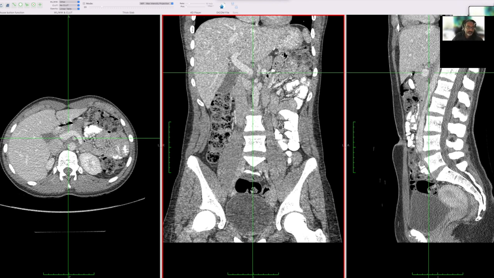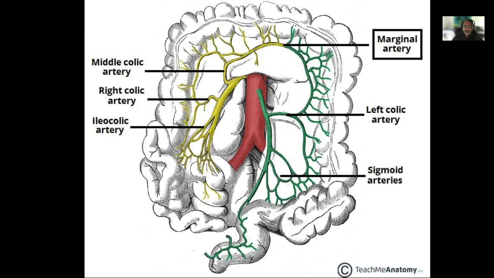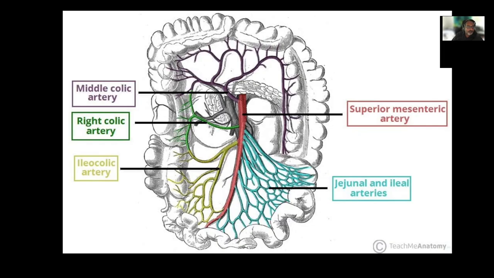Now let's do the superior mesenteric artery. So first, when we see the superior mesenteric artery, now, that is the inferior mesenteric artery. There it is. The superior mesenteric artery supplies almost everything after the stomach, and a little bit of the duodenum, all the ileum and all the jejunum. It also supplies the caecum, the appendix, all of the ascending colon and two-thirds of the transverse colon. It supplies that whole area.